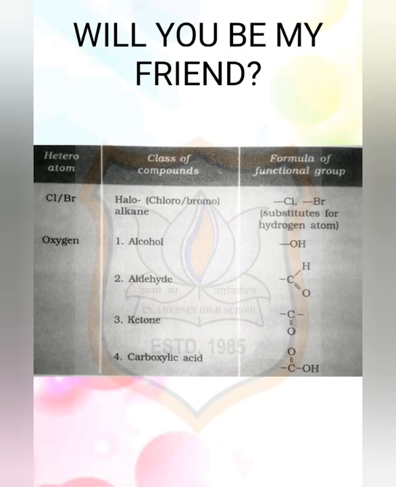The next functional group is aldehyde. Aldehyde is also attached to the carbon chain, and the formula is CHO: C double bond oxygen and one valency remaining for hydrogen. So aldehydes, then ketones. Ketones are C double bond O, CO. The last functional group will be carboxylic acid, COOH, where C double bond O and the alcohol group OH.